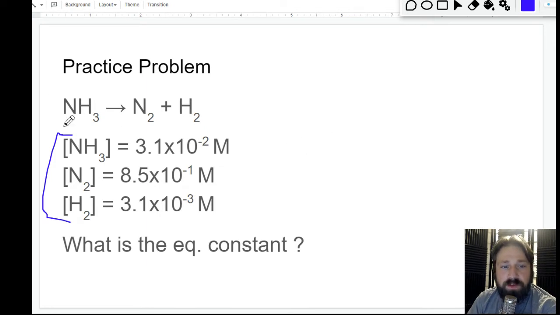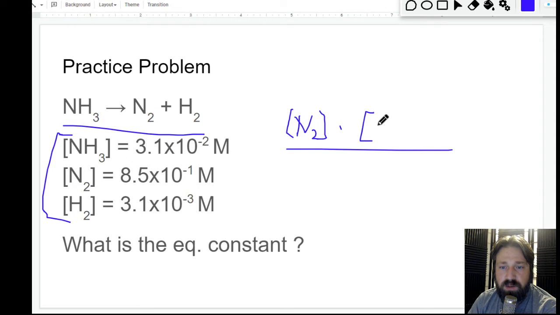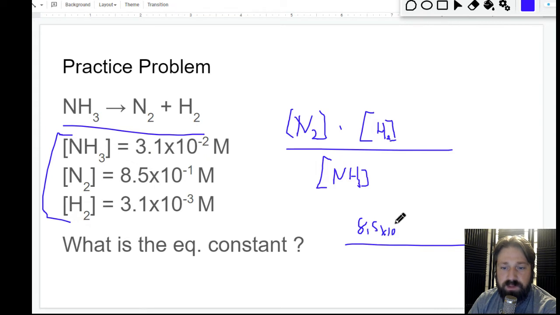Okay, so for this, let's go through and write our equilibrium expression. It's going to be concentration of nitrogen times the concentration of hydrogen gas squared, over the concentration of ammonia. All right, and now we can replace these with their concentrations at equilibrium. So 8.5 times 10 to the negative first, and these are all raised to their first power.